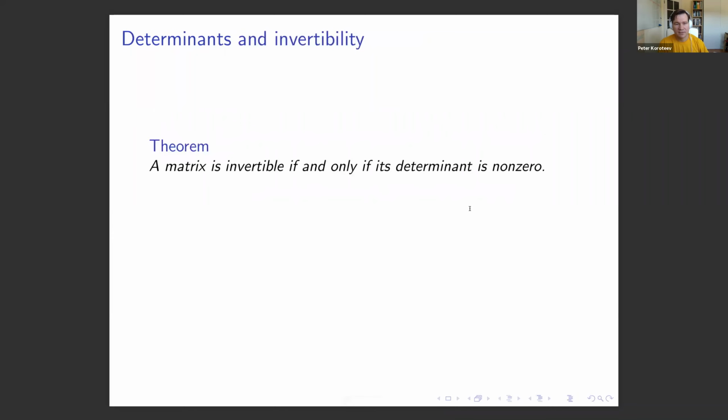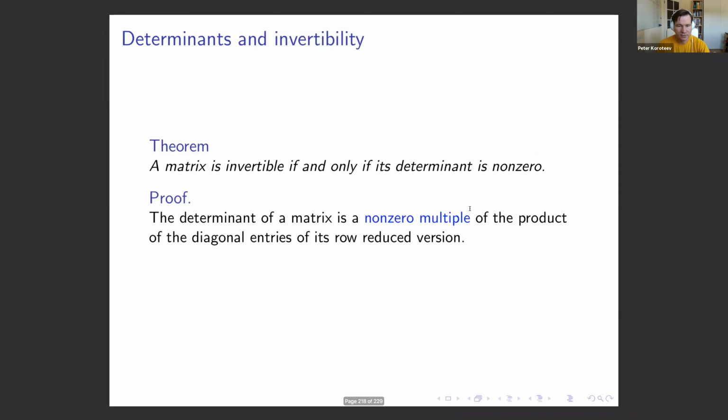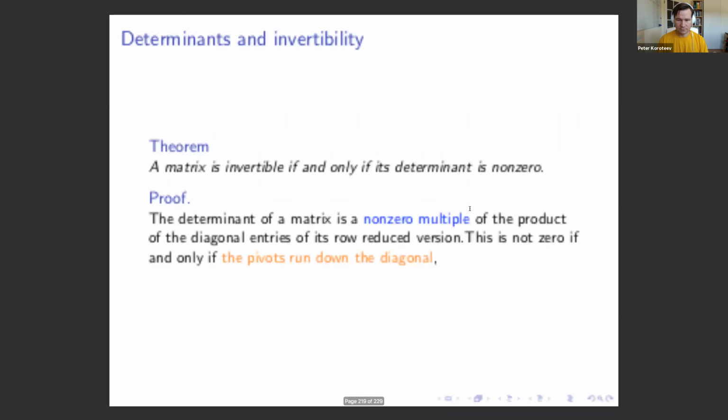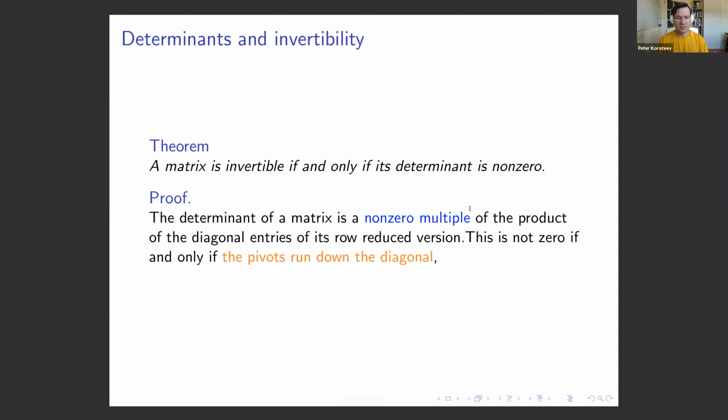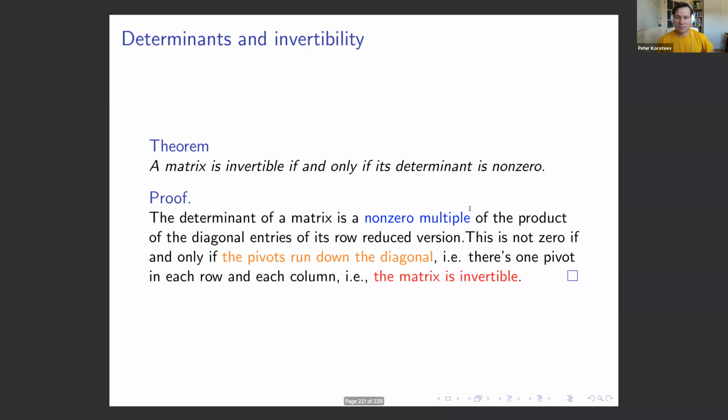Theorem: a matrix is invertible if and only if its determinant is non-zero. Proof: the determinant of a matrix is a non-zero multiple of the product of the diagonal entries of its row-reduced version. Based on what we learned about invertibility, the statement follows. This is non-zero if and only if the pivots run down the diagonal, so there is one pivot in each row and each column, or the matrix is invertible.